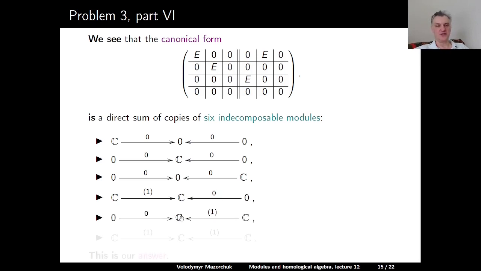Then we have the indecomposable module, which is one-dimensional at vertices 2 and 3, and the corresponding arrow from 3 to 2 is given by the identity linear operator. Then this module is zero-dimensional at vertex 1, and so the arrow from this vertex to 2 is the 0 operator. And finally, we have the module which is one-dimensional at all vertices, and where we have the identity operators for both arrows. And this is the answer to our problem.